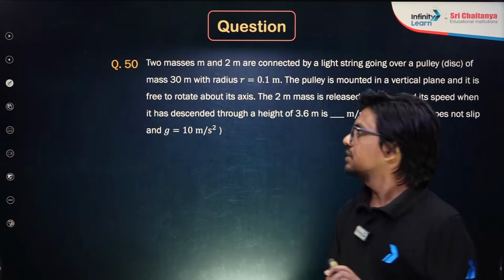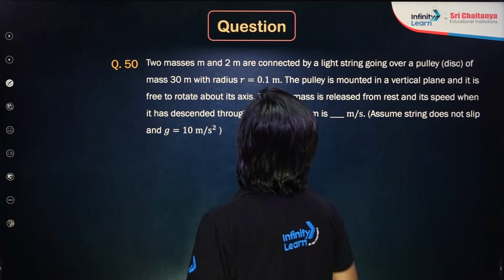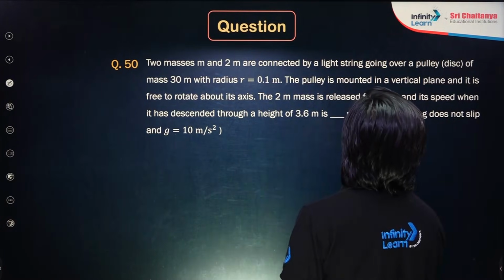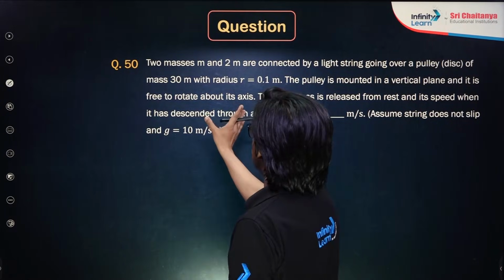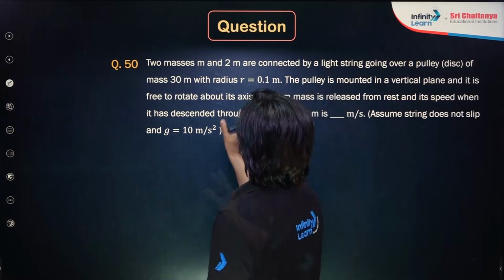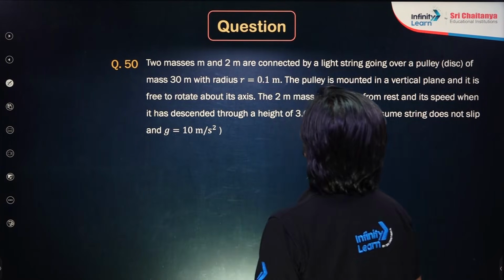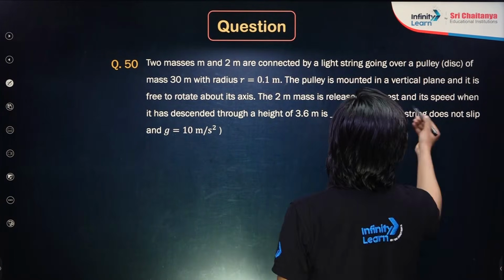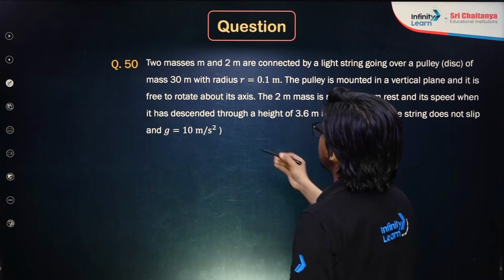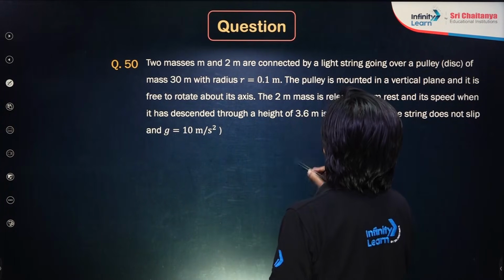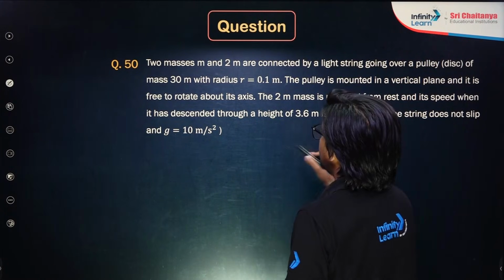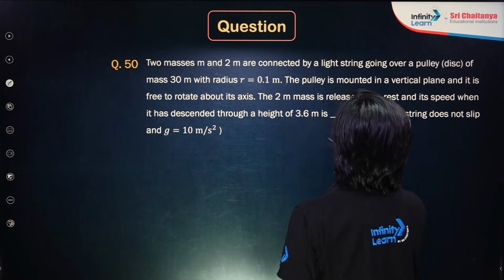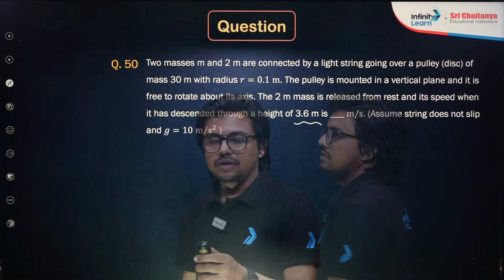Now the next question. Two masses m and 2m are connected by a light string going over a pulley of mass 30 m with radius r equal to 1 meter. The pulley is mounted in a vertical plane and it is free to rotate about its axis. The 2m mass is released from rest and its speed when it has descended through a height of 3.6 meter is. So now what will happen?